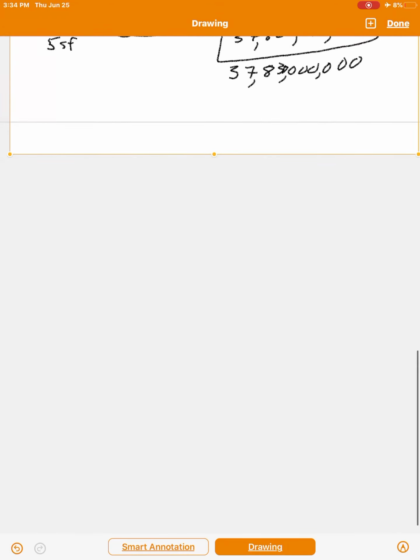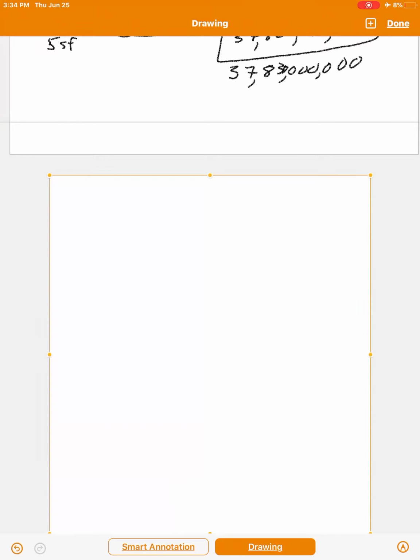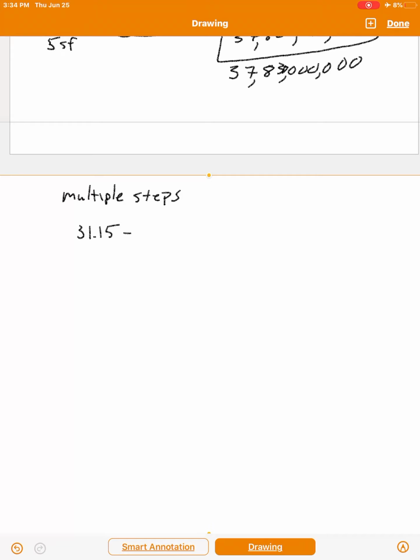Now, one more thing I wanted to mention about sig figs is if you are doing a problem with multiple steps. Okay, so suppose I'm saying, look, 31.15 minus 2.12. And then you're going to take your answer, I'll call it x, and then you're going to take it and divide it by 15.015. And that gives you y. And then suppose in the next step, you take that value y and you multiply it by 31. And let's say that gives you z.